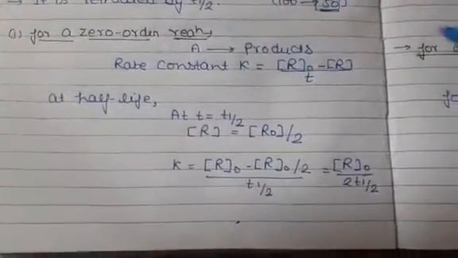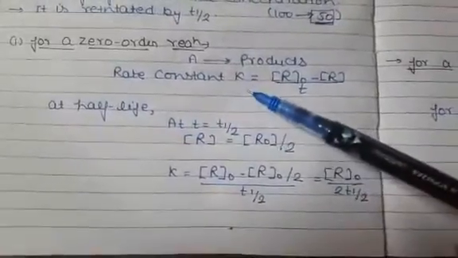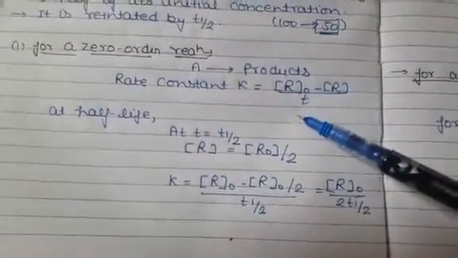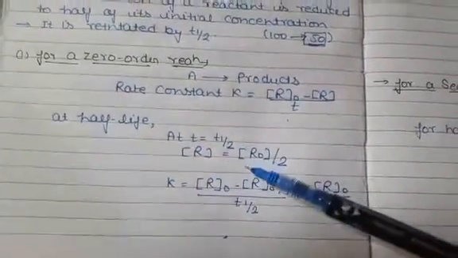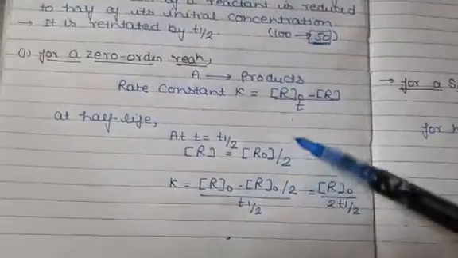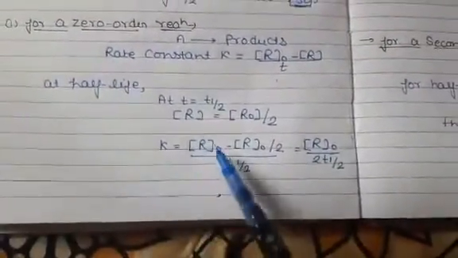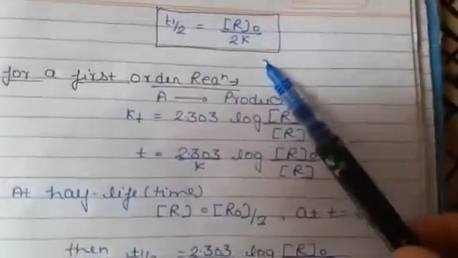So first calculate t half for a zero order reaction. If A gives product, then rate constant k equals, we know that for the zero order reaction, R0 minus R upon t. At half-life, t becomes t half, R becomes R0 by 2, the half of the initial. Then k equals R0 minus R0 upon 2 upon t half. So it becomes t half equals R0 upon 2k.